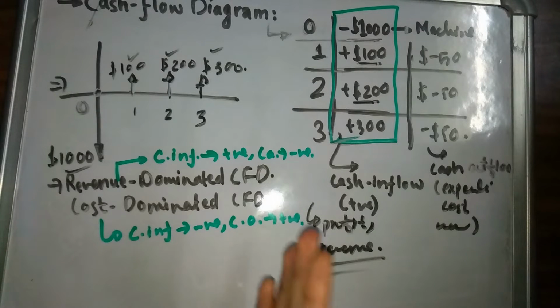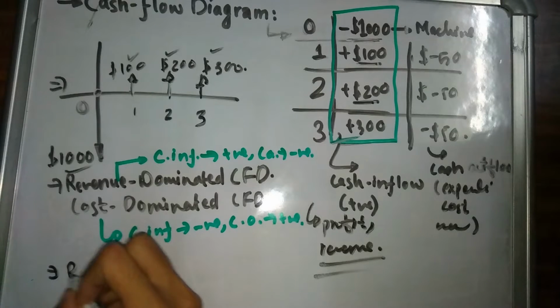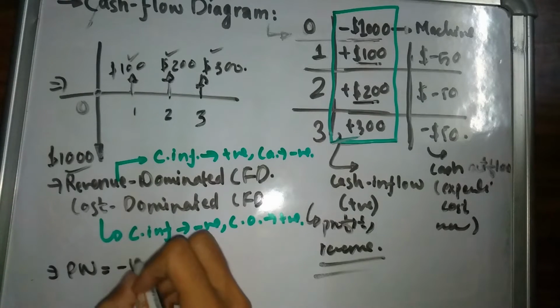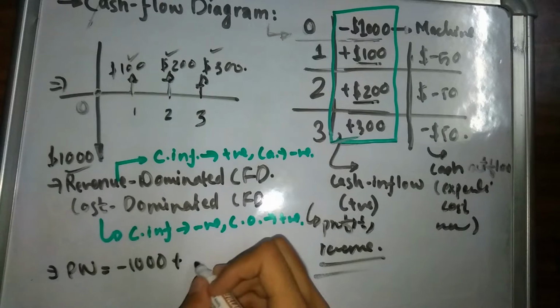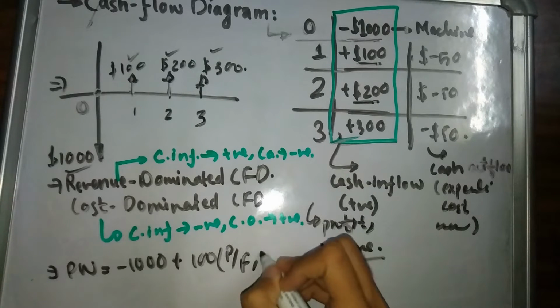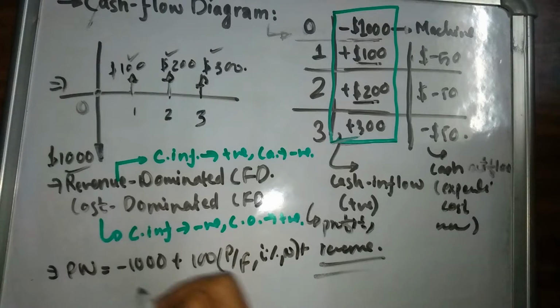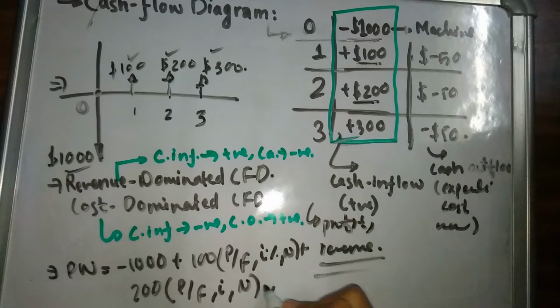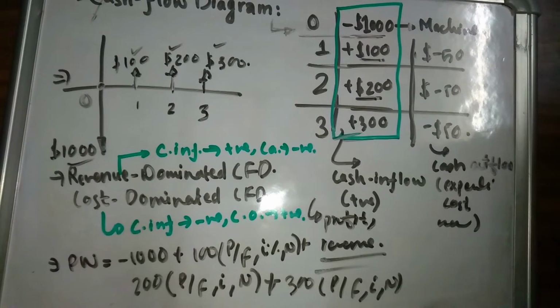while solving any problems. Why we need cash flow diagram is that we are going to use cash flow diagrams to calculate our present worth. While calculating our present worth, we are going to treat this $1,000 as negative, while all these $100 and $200 are going to be treated as positive. Basically we'll be converting this $100 into its present form by using this formula: P/F, i, n, plus 200 P/F, i, n, plus 300 P/F, i, n. I'll be explaining a little bit later what this formula is and how it has arrived.